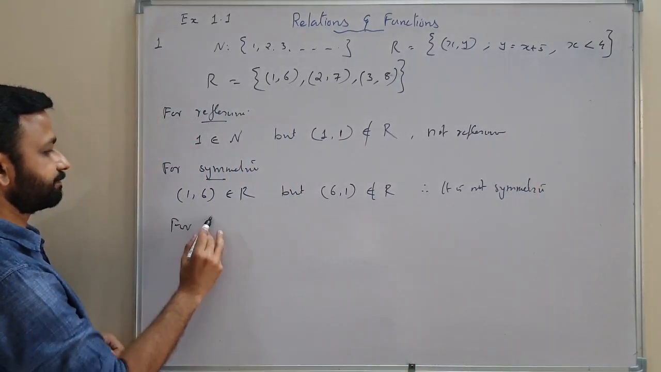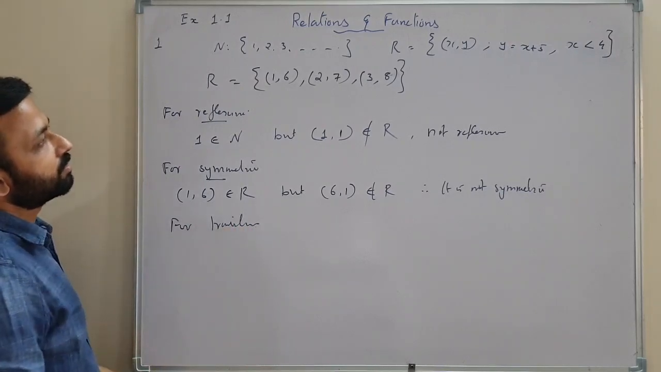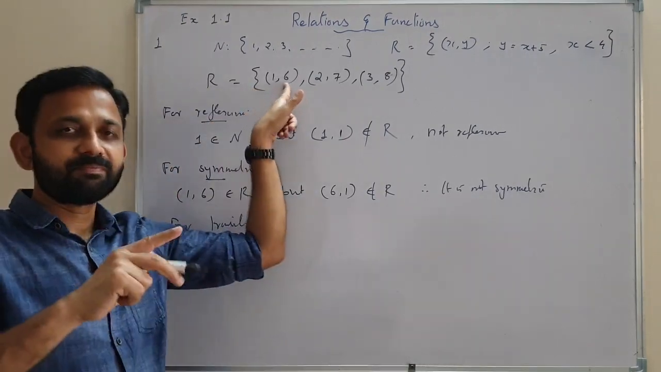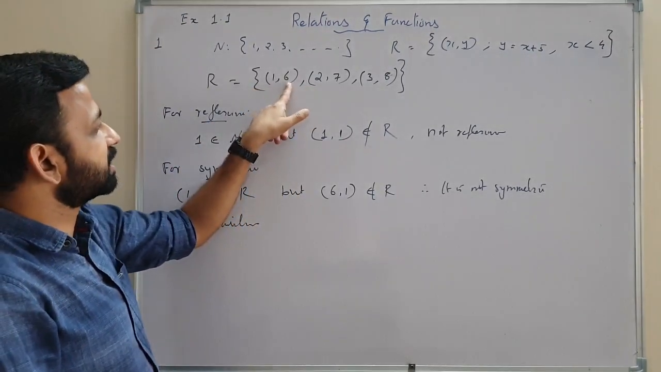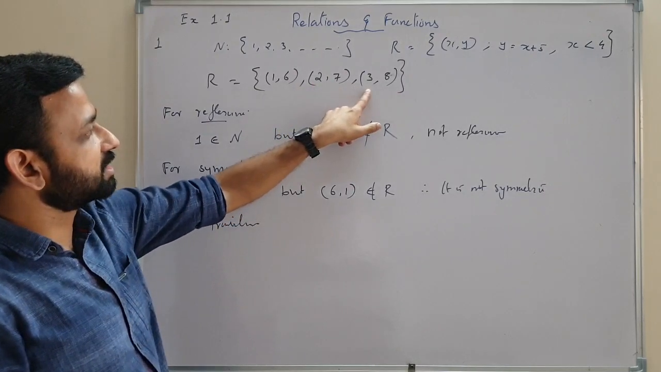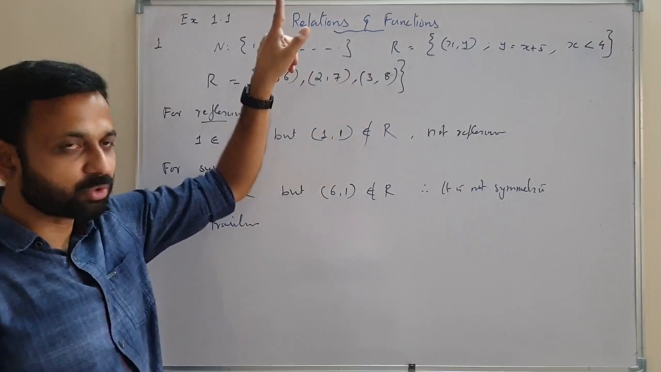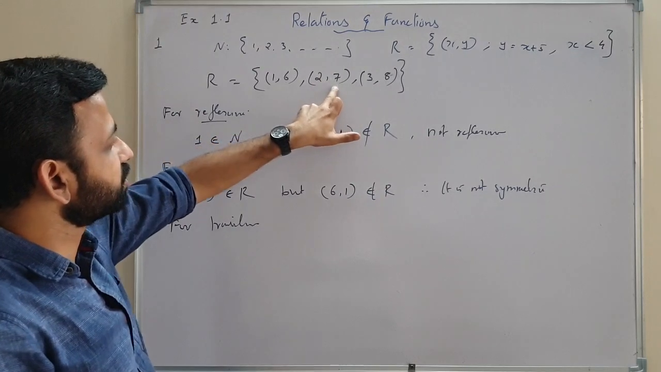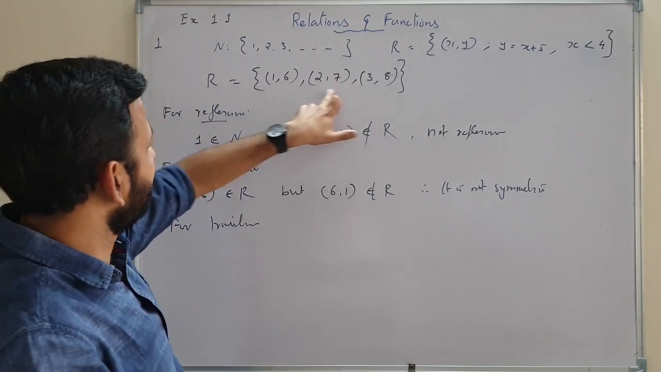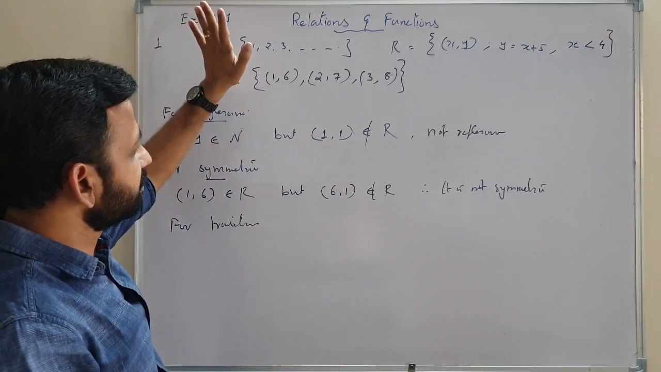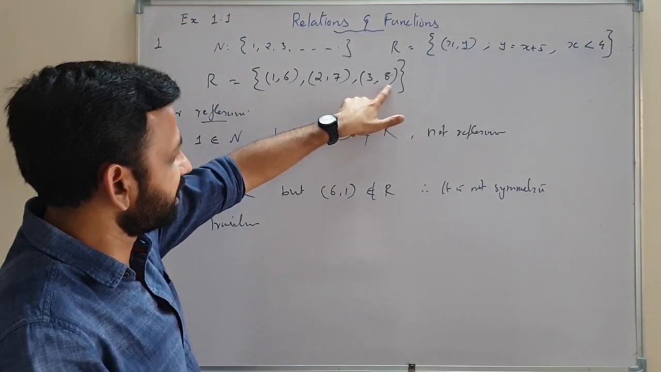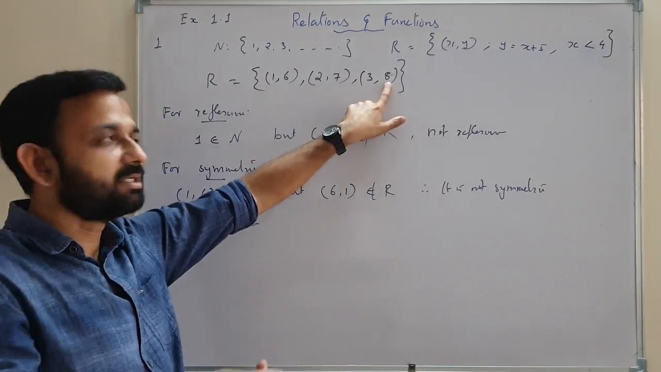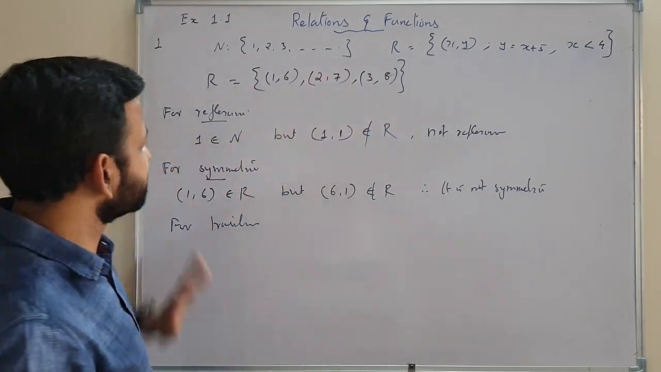Then for transitive, (1, 6) belongs to R, and if we have a second pair starting with 6, then we should have a third pair there. For (1, 6), there is no pair starting with 6. If we have one pair there, then the third one should be there. Otherwise we cannot contradict. And if we take (2, 7), is there any pair starting with 7? No. So we cannot contradict the transitive property. And here we have ordered pair (3, 8). If we have one more pair starting with 8, then the third one should be there. So here also we cannot contradict the transitive property.